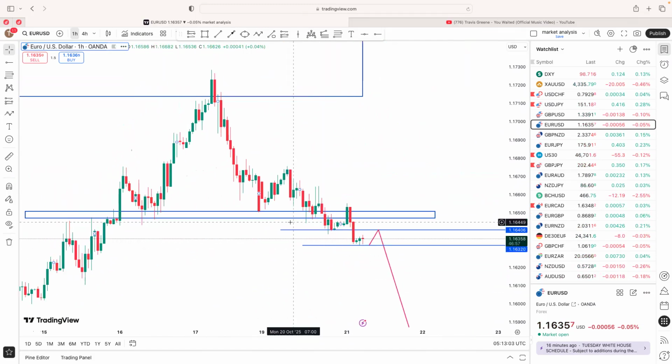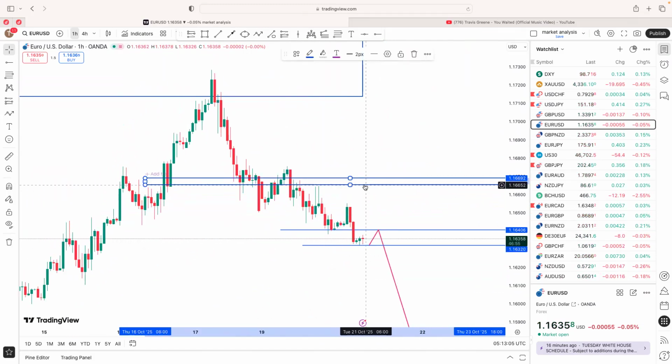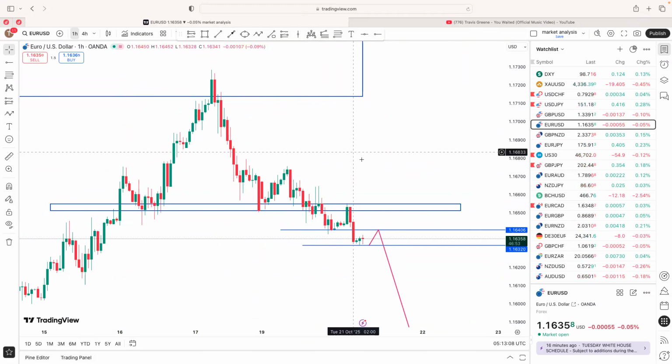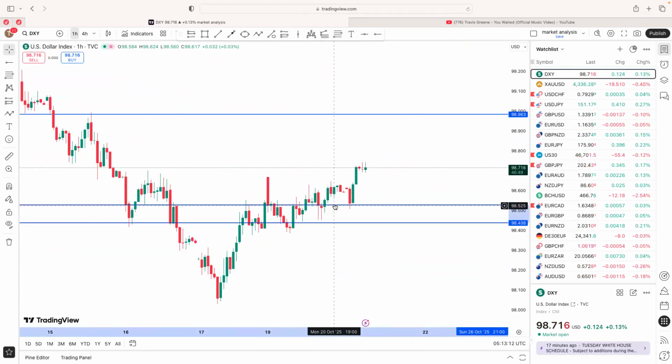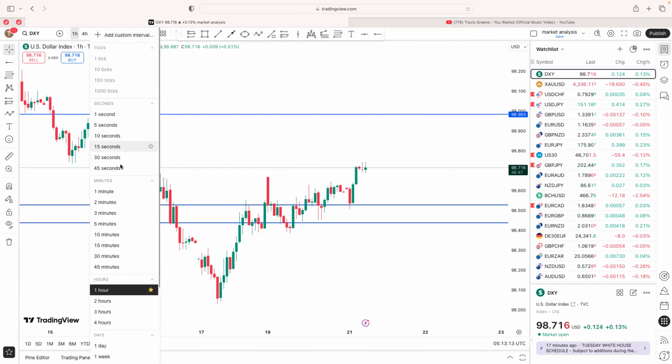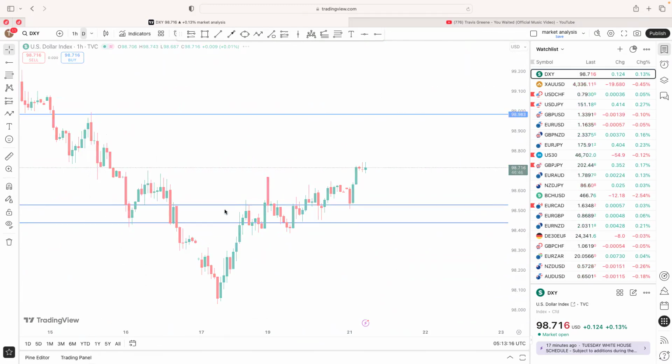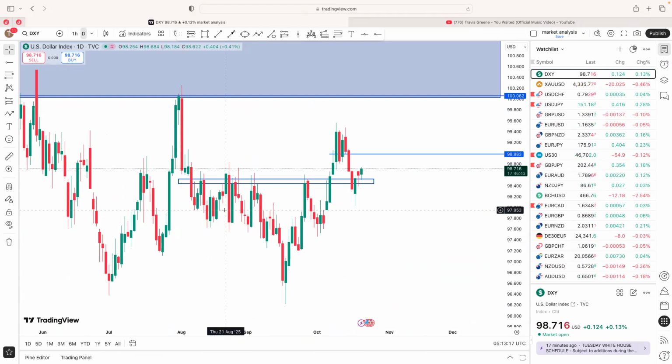So what you're going to look for is some selling opportunity. Now, I want to show you something that I also looked at in order for us to confirm what we are looking for. So this is DXY. This is dollar index, right? So in order for us to sell on Euro USD, we need DXY to go up and gain momentum.